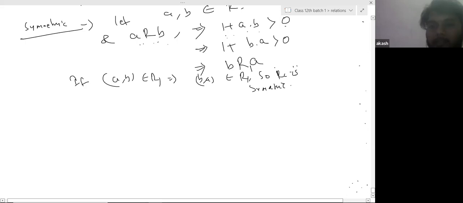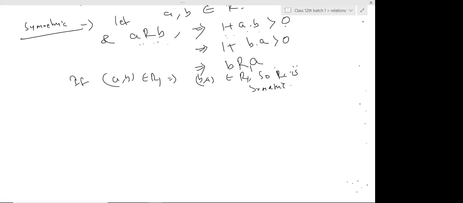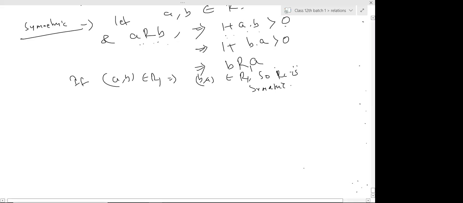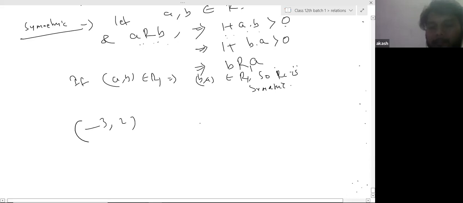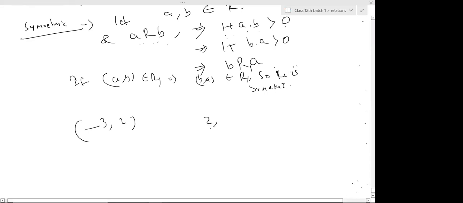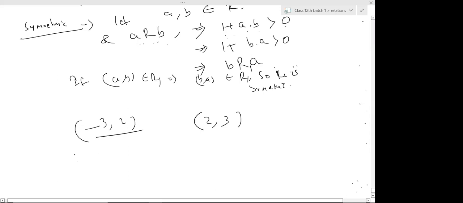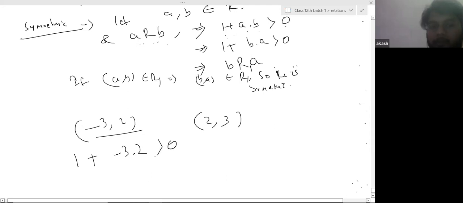Anyone has any ideas? Sir, we will take a number example. Right. You can take any number. So -3, 2 and 2, 3. All right, let's see first if this is true. So 1 plus -3 times 2 should be greater than 0, but this is not true. So you cannot take this element.